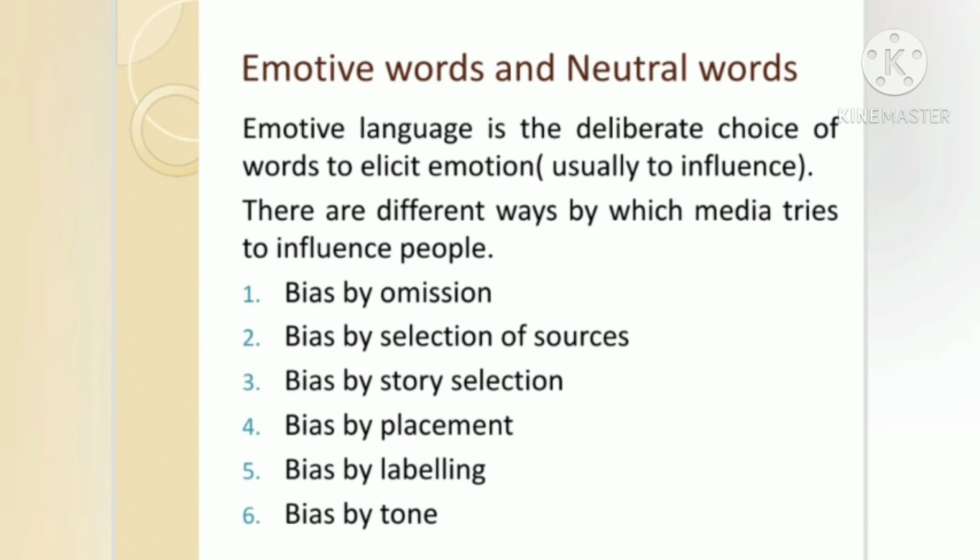The next one, bias by tone. This occurs when the story has only one interpretation of an event or decision to the exclusion of other points of view or perspectives. So, when a story presents only one side of the event or decision, that is known as bias by tone. It excludes other points of view or perspectives. So, these are the different ways by which media tries to influence people.